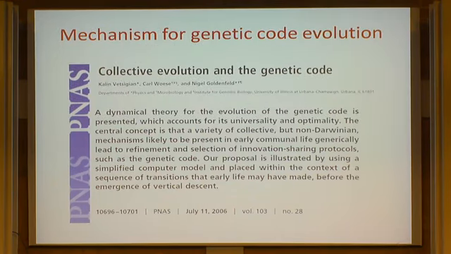So what I've told you up to now is that the genetic code is universal, and it is very, very good, if not optimal, close to optimal, in minimizing errors.